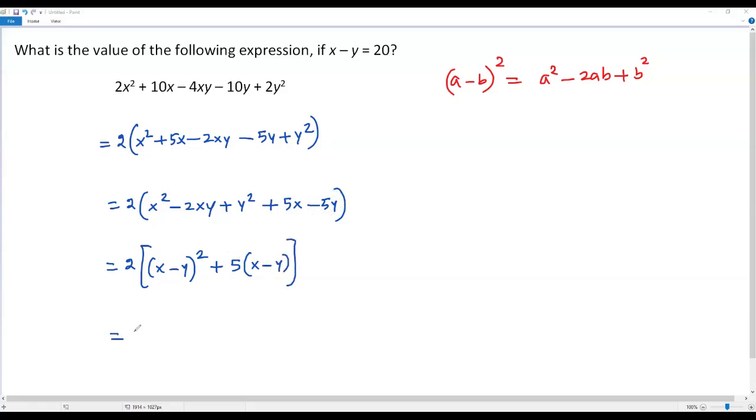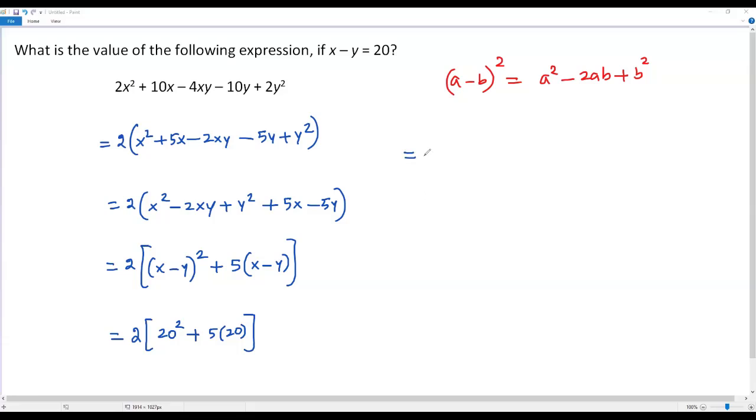Now what we can do is plug in the value for x minus y over here and here, because we have the value of x minus y in the question, that is 20. We can plug in 20 for this x minus y. Then I'm getting 20 squared plus 5 times, so for this x minus y, we can plug in 20.